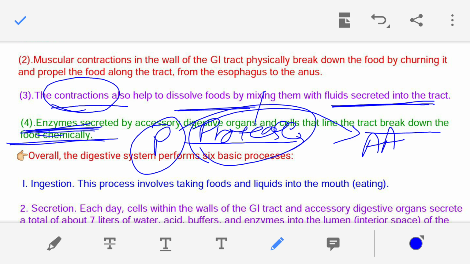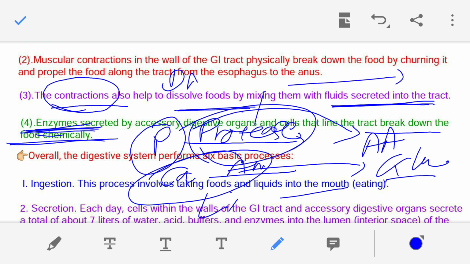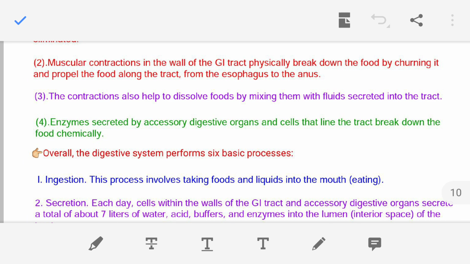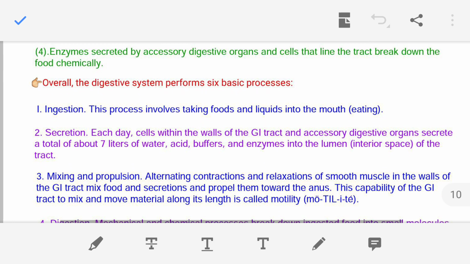the amino acid. From carbohydrate, let's say amylase, maltase, sucrase, lactase, with the help of all these enzymes, ultimately we are getting glucose. Then lipid, with lipase, we are getting fatty acid and alcohol. DNA, RNA, we are getting the nucleotides with the help of enzyme nuclease. So the role of enzyme is to break down the food, so that is chemical digestion.